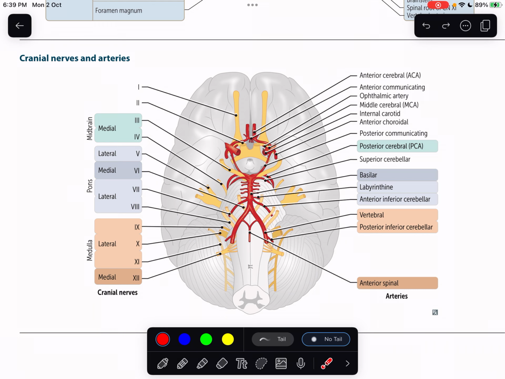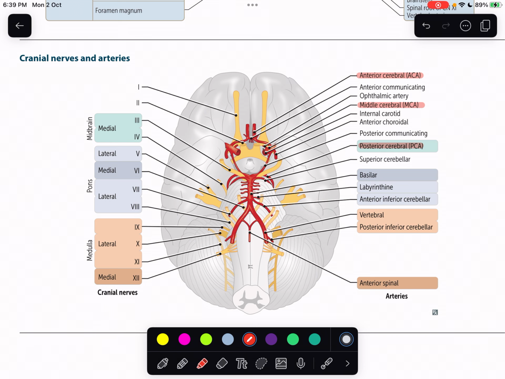Okay, so now let's discuss the arteries, which is my main concern right now. Some of these arteries also form this circle of Willis. To remember this entire arterial supply, it's really simple. First, see the anterior cerebral artery, then you have to see the middle cerebral artery, and then you have to see the posterior cerebral artery.